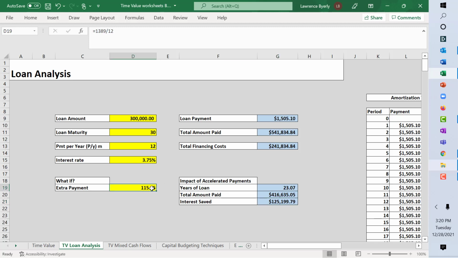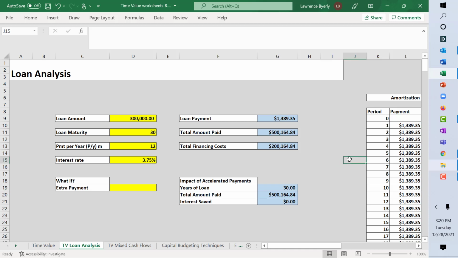So again, you can manipulate this to send extra money, right? Maybe you say, look, I can pay $1,500 a month. So if you subtract $1,389 from that, again, it's roughly the same number, just a little bit of difference in time frame, right? So you can plug that in.